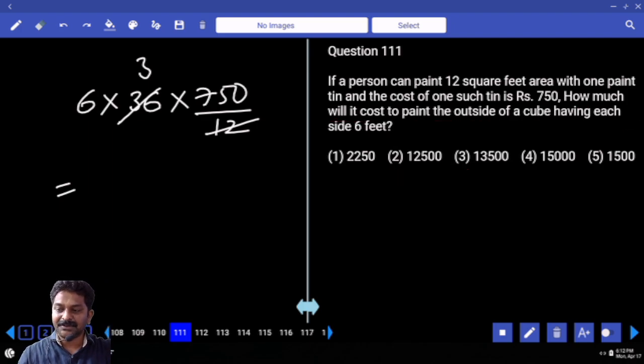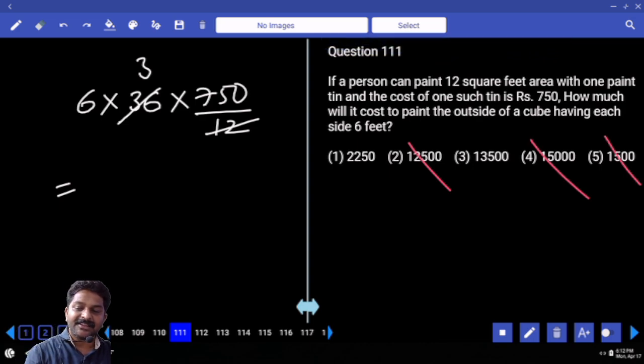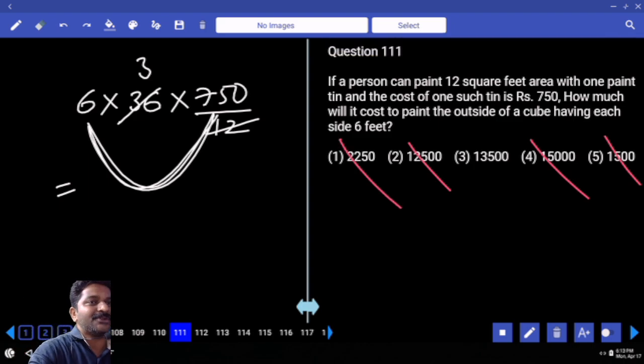Can it be the first option? Yes. Second option? Third? Possible. Fourth? Fifth? Answer is either first option or third option. Correct? 6 times of 750 will definitely be more than 2250. So the first cannot be the one, third is the final answer.